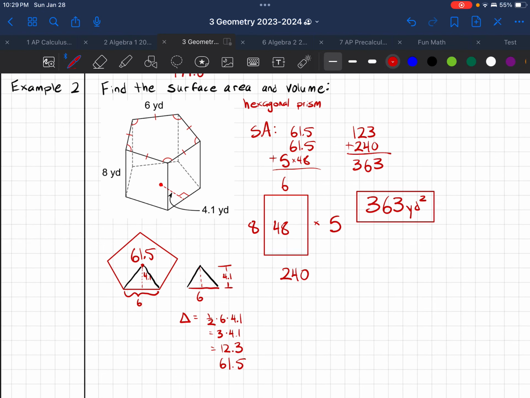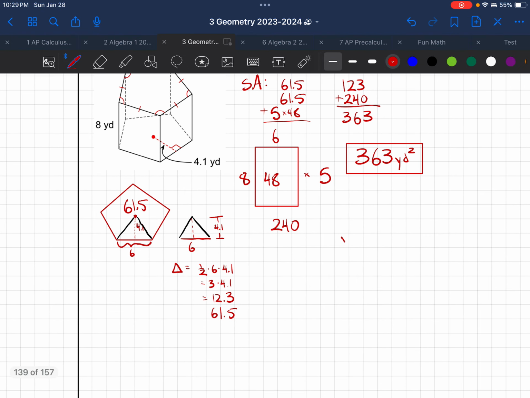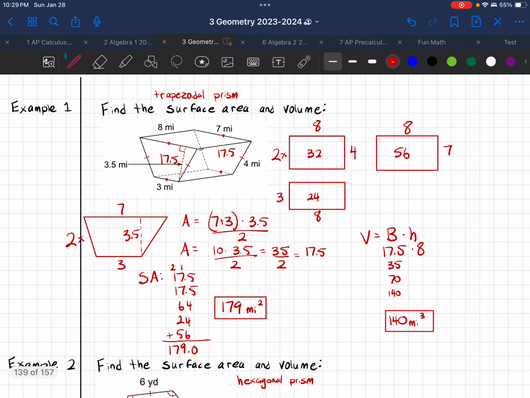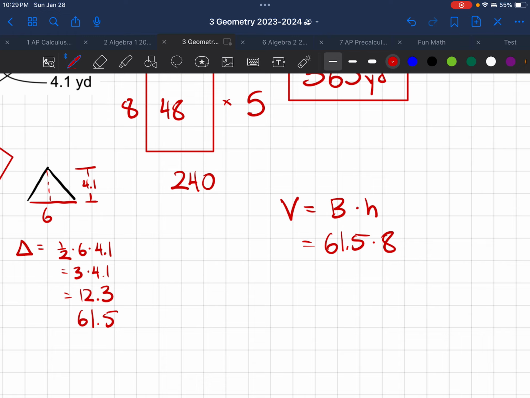And now it's time to do my volume. Volume is going to be equal to the base area times the height. The base area, in this case, we already know, is equal to 61.5, and I just need to multiply that by 8. Interesting that I picked 2 of those. I didn't even realize that.